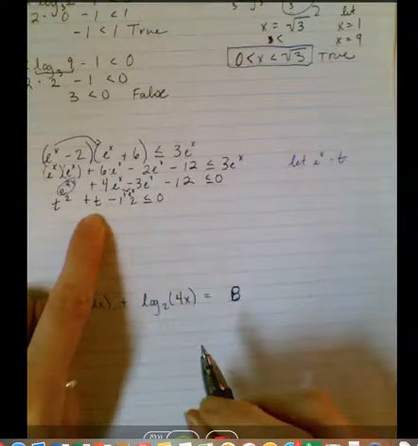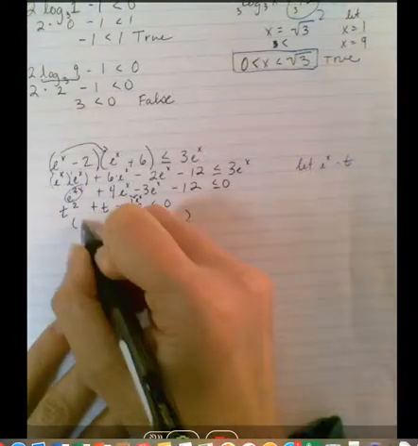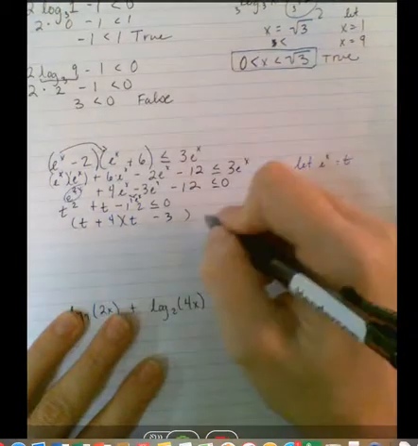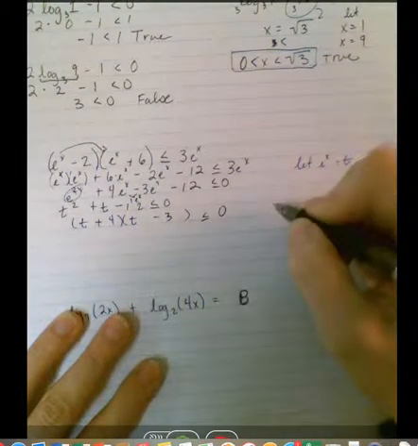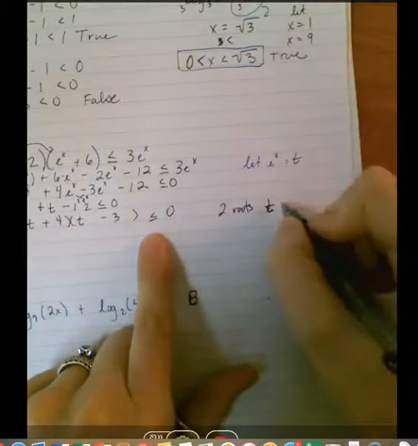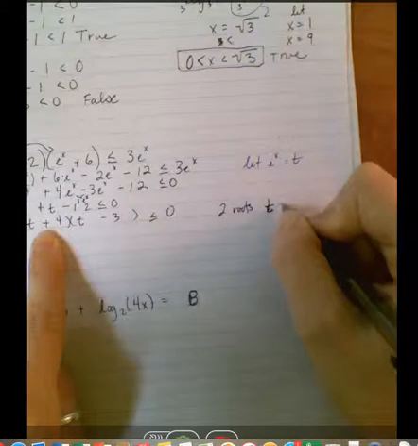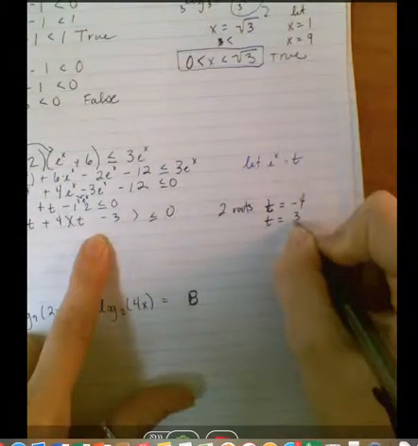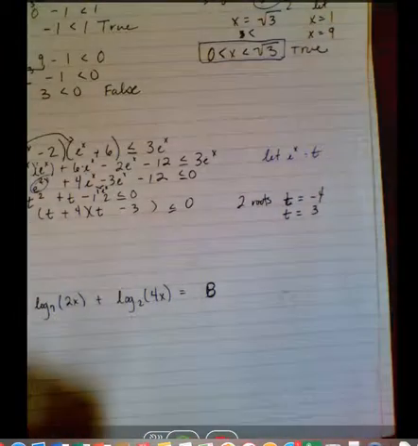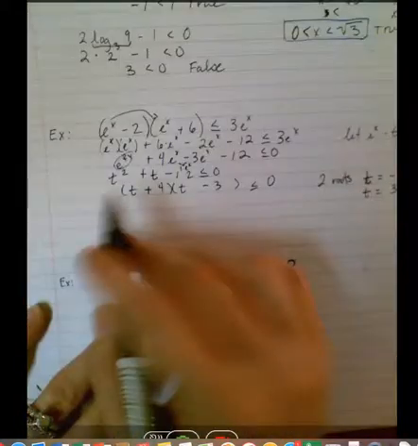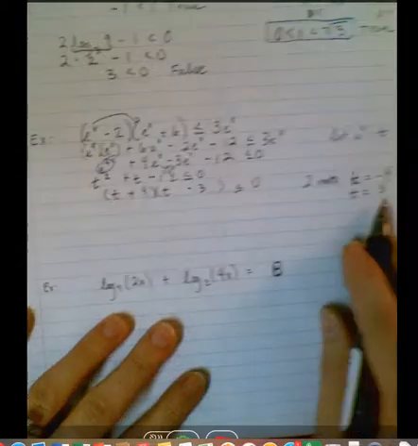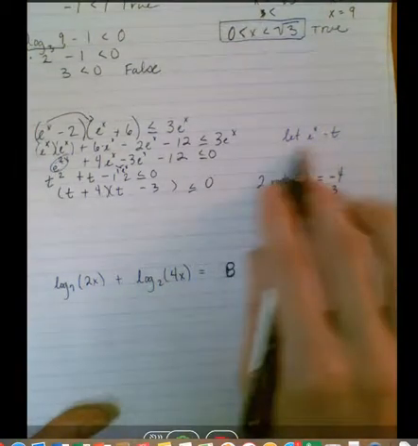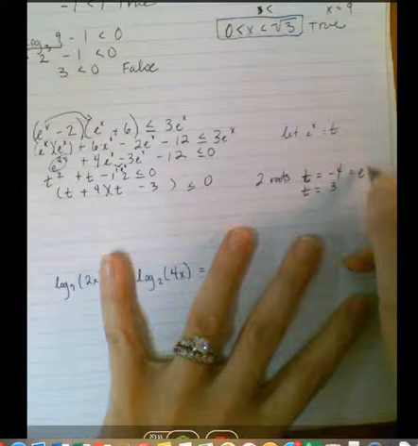All right, so let's factor that. So this must be t plus 4, t minus 3. So my two roots are going to be t is equal to negative 4 and t is equal to 3. All right. So remember, this is not our actual variable, right? It's actually this. So e to the x.